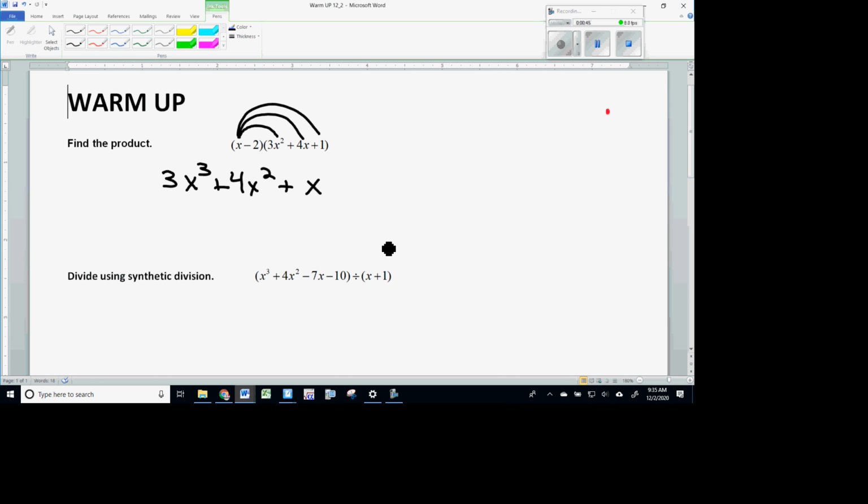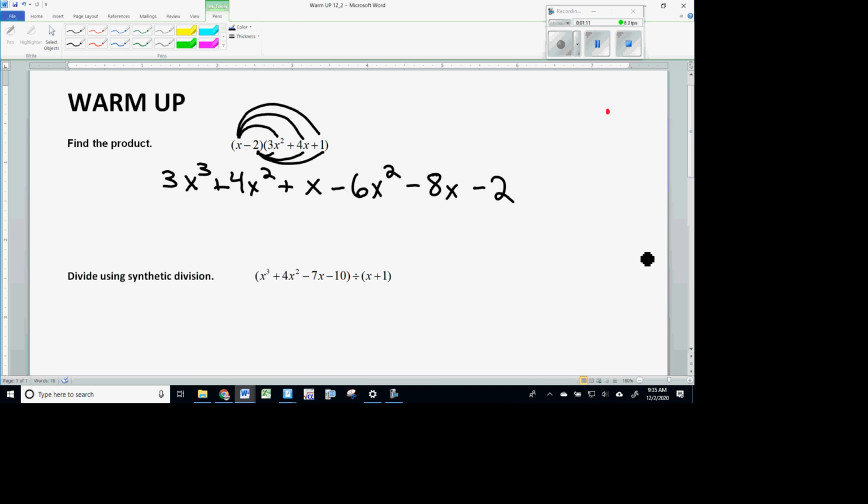Then we do the second term times each one. So that is 1, 2, 3. So negative 2 times 3x squared is negative 6x squared. Negative 2 times 4x is negative 8x. And negative 2 times 1 is negative 2. So there's all of our terms.